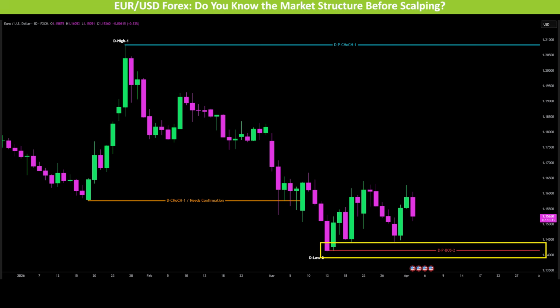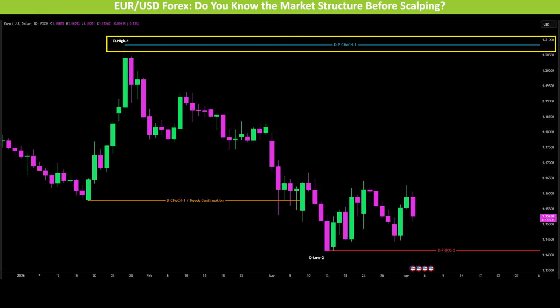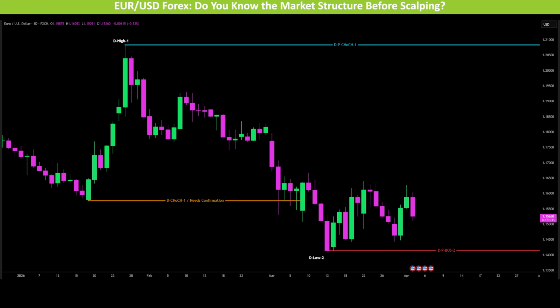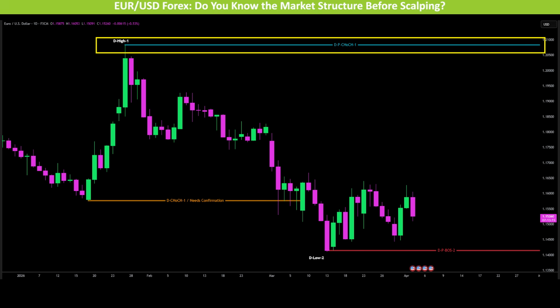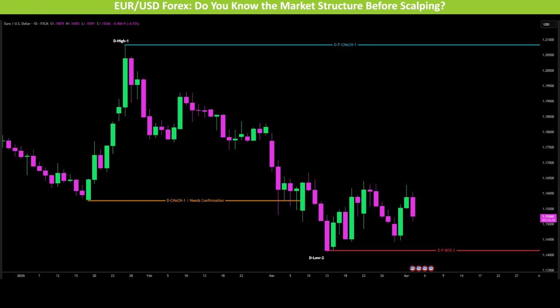Now, there is an important concept to understand here. Every impulsive movement during its development leaves at its origin a possible change of character. Because if price retraces and breaks that origin, a change of character will occur. In this case, the movement from daily high 1 down to daily low 2 leaves behind a daily possible change of character 1 at its origin. At the same time, this movement has already created a daily change of character 1. But this change of character still requires confirmation.